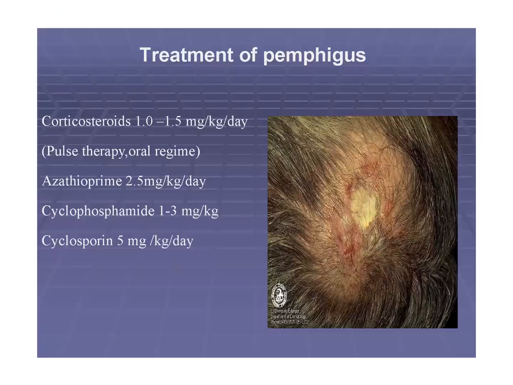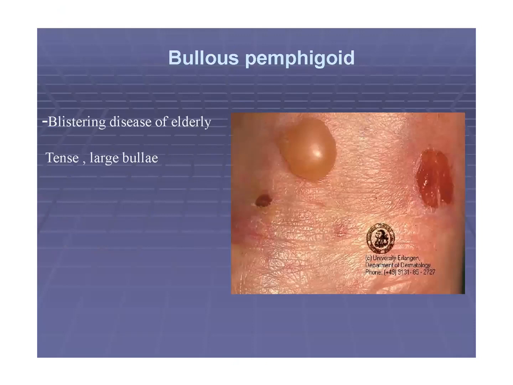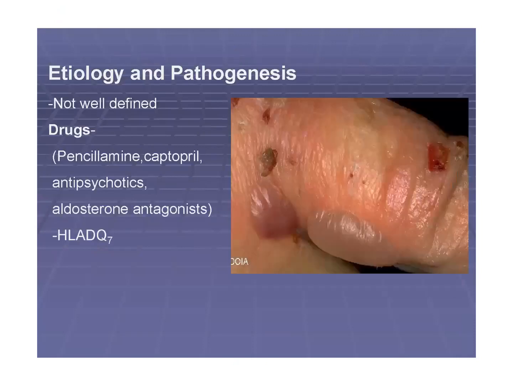Treatment of pemphigus: corticosteroids, pulse therapy, oral regime, then steroid-sparing agents like azathioprine, cyclophosphamide, cyclosporin. Bullous pemphigoid, second type. Blistering disease of the elderly, tense large bullae are present. Etiology and pathogenesis not well defined. The drugs implicated are penicillamine, captopril, antipsychotics, aldosterone antagonists, and there may be familial history.